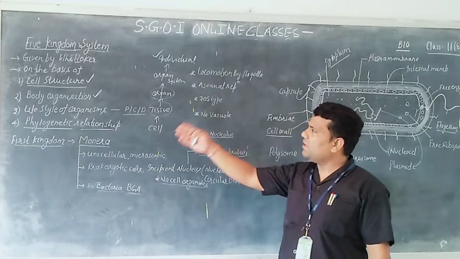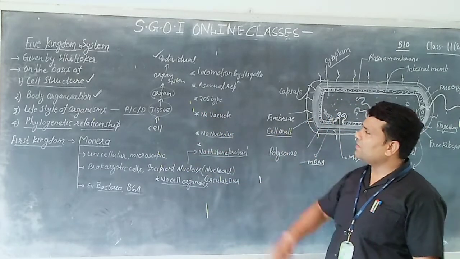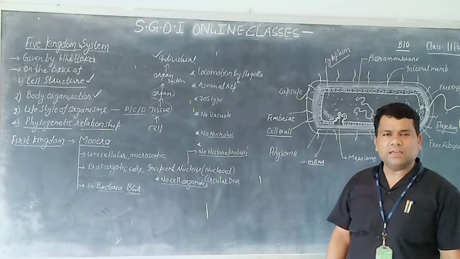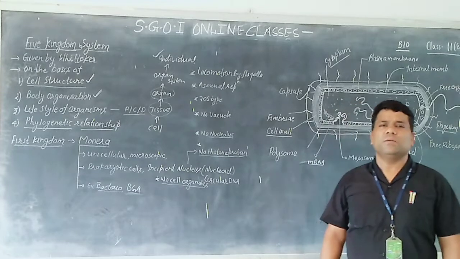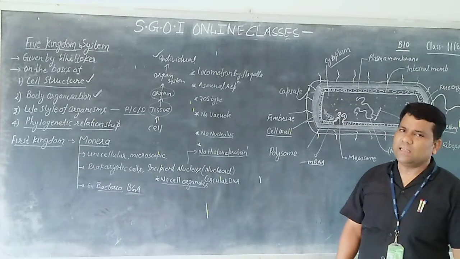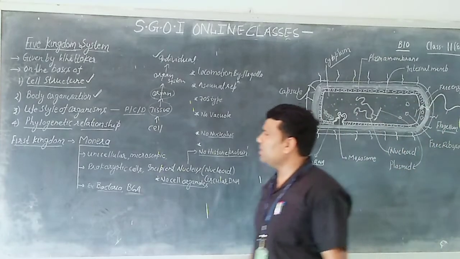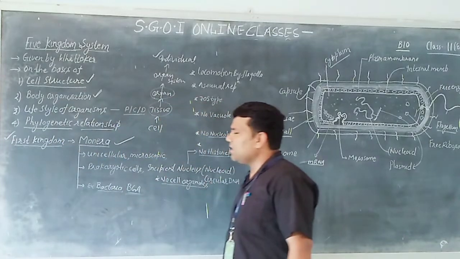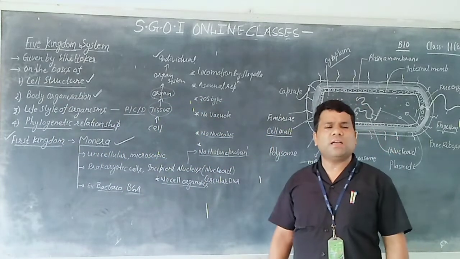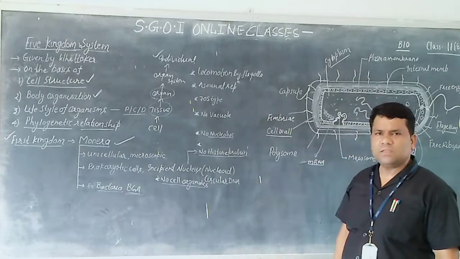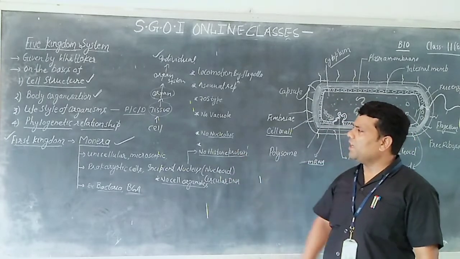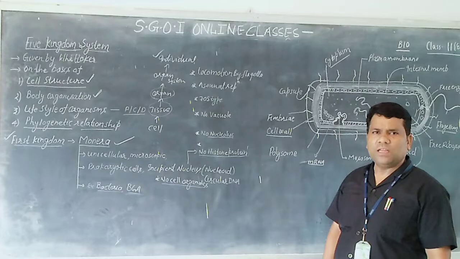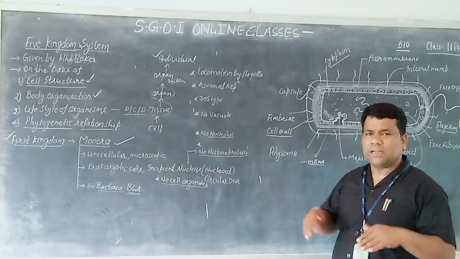So on these four bases, Whittaker classified the organisms into 5 kingdoms. The first kingdom is known as Monera, the second is Protista, the third is Plantae, then Fungi, and then Animalia. Today I am describing the first kingdom, Monera. What are the major characteristics of Monera and which types of organisms are found in this kingdom? This is a very important point. Monera is the first kingdom given by Whittaker.